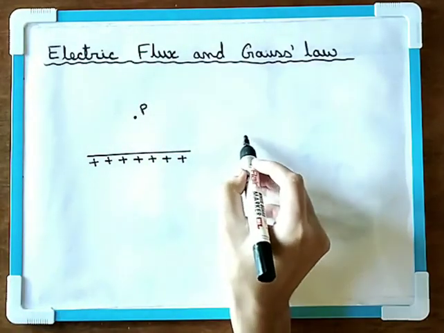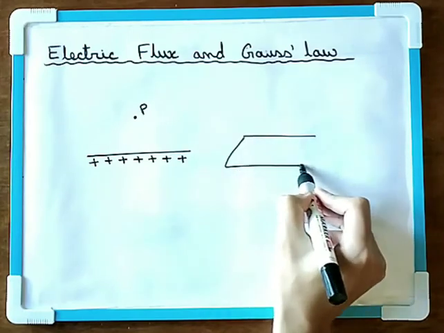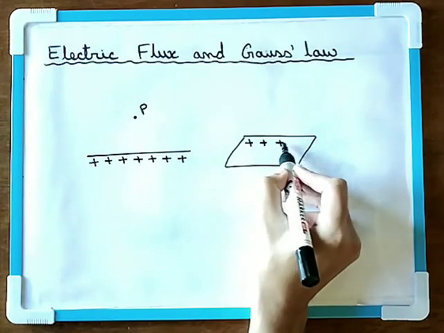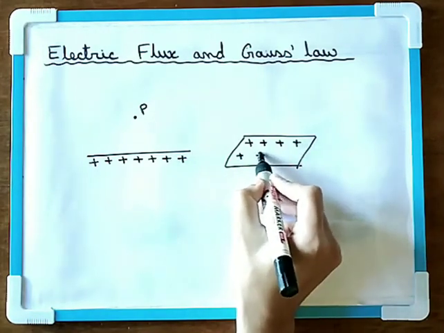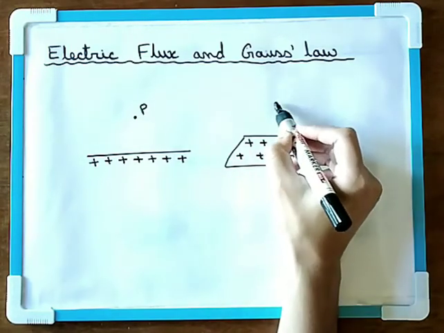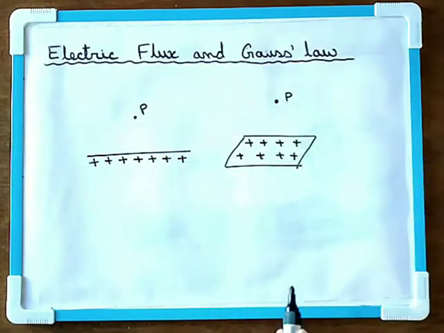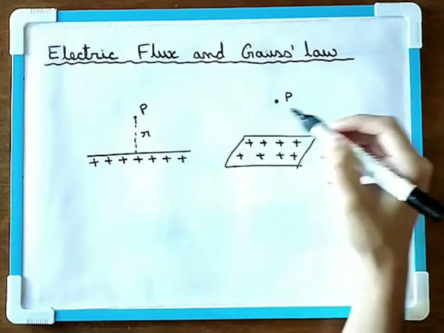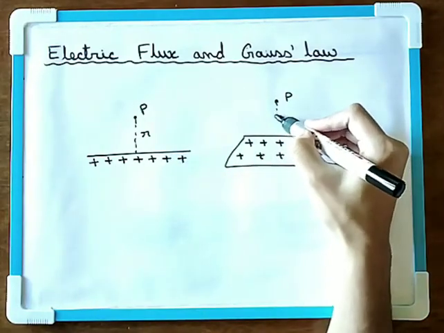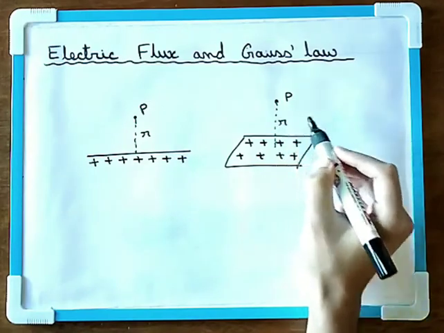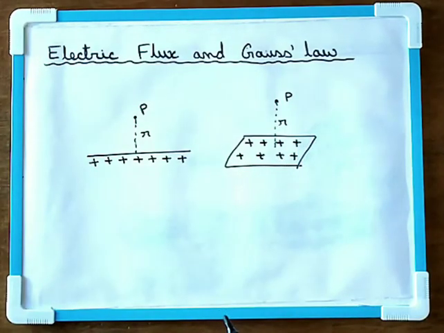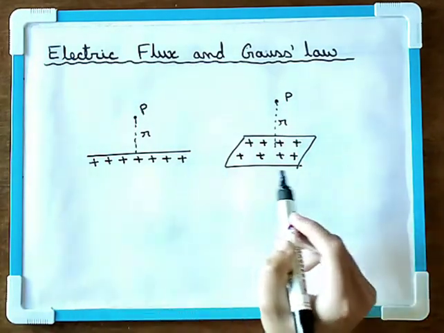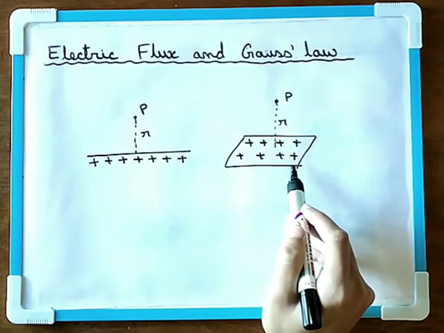And what if we have a surface here, and if your charge is distributed across the surface? Then how will you find the electric field intensity at this point P, which is at a perpendicular distance r from this line distribution, and at distance r from this surface distribution? Now this is known as linear charge distribution, and this is known as surface charge distribution.